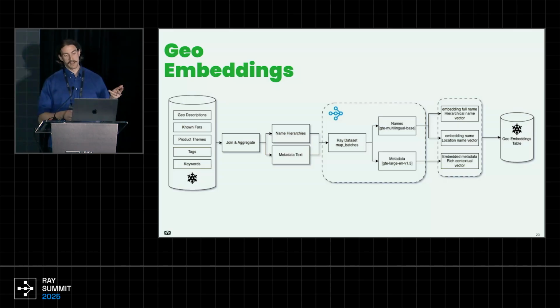We then use Ray Data's map_batches to produce name embeddings, using an open source general text embeddings multilingual model, as well as a general text embeddings model for the metadata, which outputs our hierarchical name vectors, our location name vectors, and our rich contextual vectors for the search downstream. We load that back into a Snowflake table for use downstream as well.